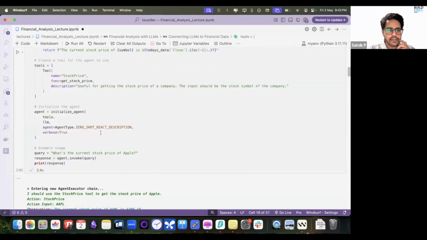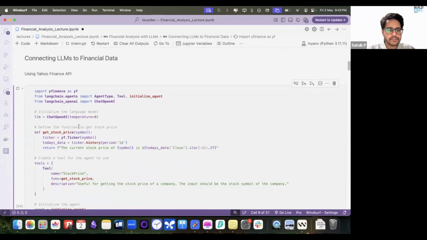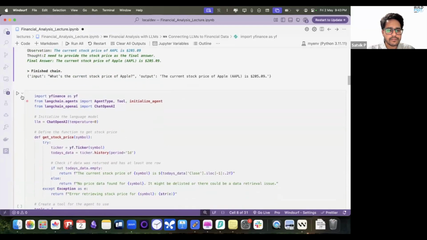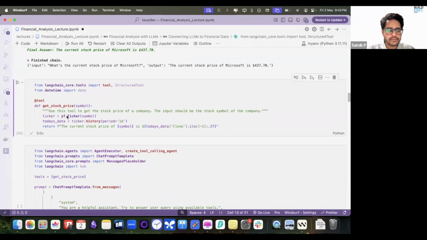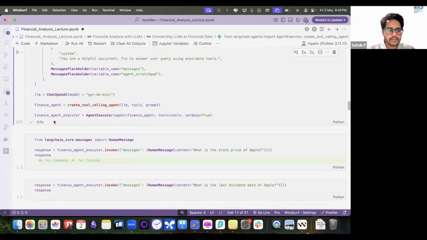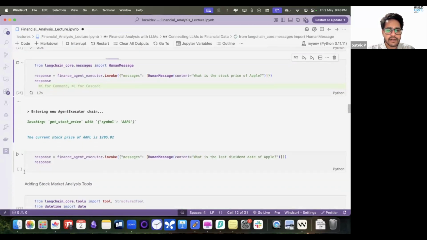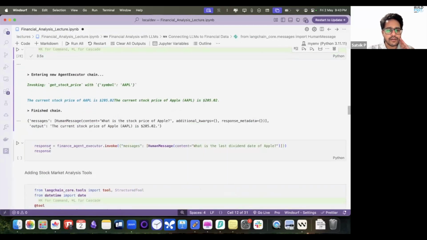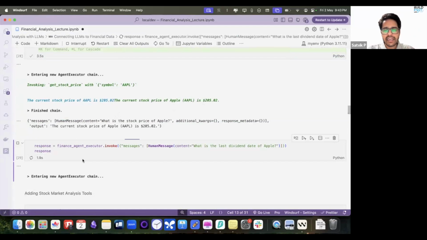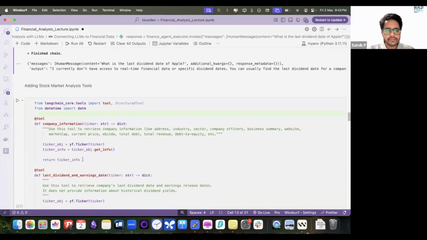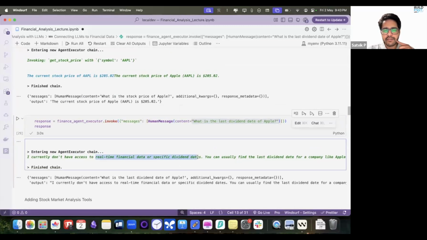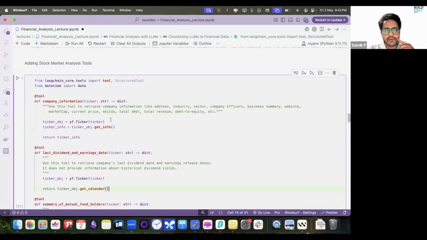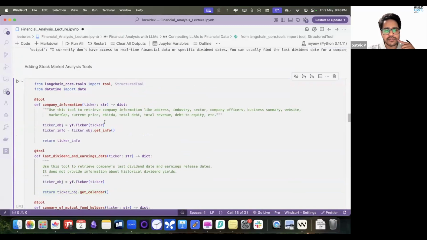I just need to run these lines before. This might get a little confusing, but ignore whatever I'm running. The idea is we are just taking the dataset that we have. Earlier, I asked the agent that I created for the last dividend date of Apple, and it did not have any access. So in this part of the code, I'm giving it some latest access using this code.